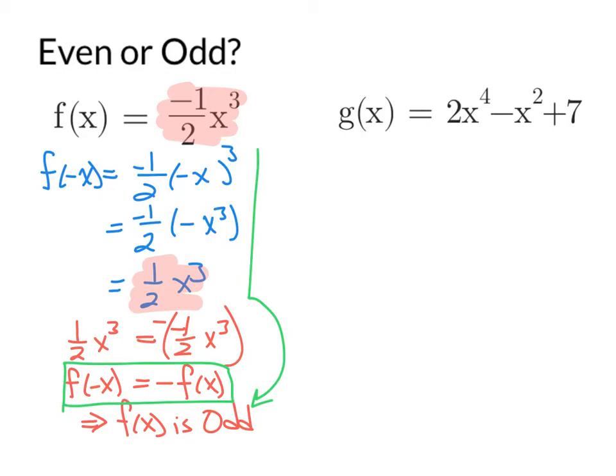Let's go through that same process with g of x. If we're looking at g of x, all those powers are even. The only odd thing I have here is this constant, so maybe it's neither, but I'm kind of leaning towards it being even. The only way to find out is to look at g of negative x. So everywhere that there's an x, we're going to substitute negative x.